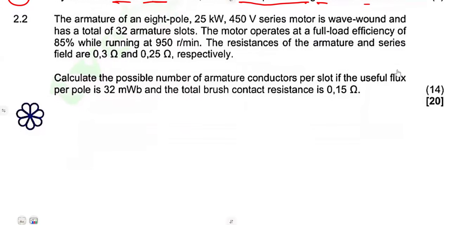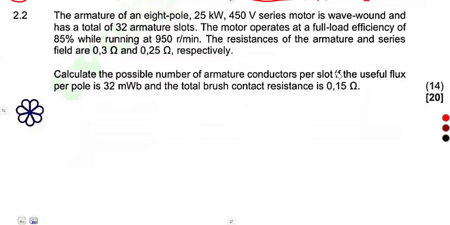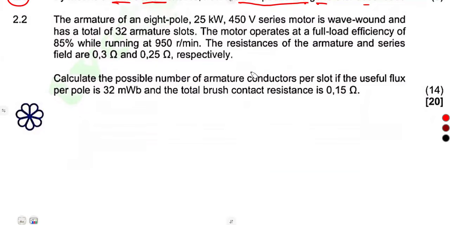And 2.2, you were given the armature of an 8 pole. All right. So take note what you are working with. The armature of an 8 pole 25 kilowatt series motor. It's a motor that you're working with. So when you're given the power, a 10 kilowatt, a 20 kilowatt, that power that you're given represents the output. Remember, I explained about that. So this is your output power, 25 kilowatt. And on a motor, we know that this power is mechanical. The output is our mechanical, whereas the input is electrical.